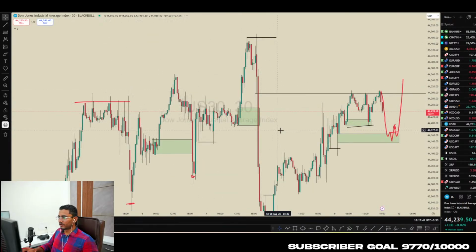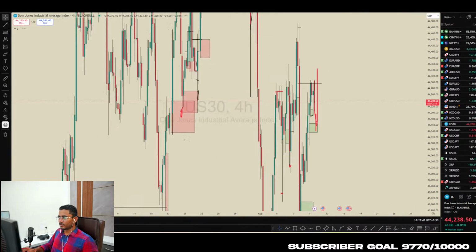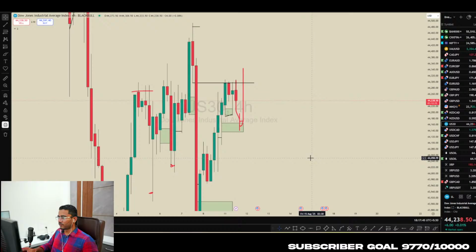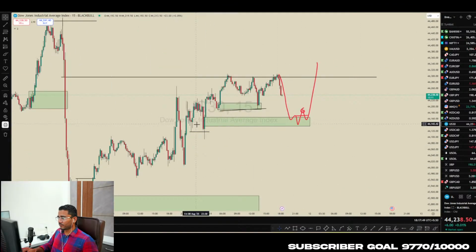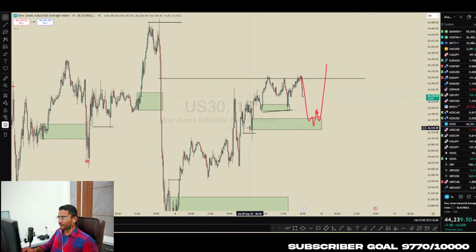If you go to 30 minutes, we'll say this 4 has been fulfilled. So that's why we want price to break the previous structure first, then only we look for entry. Like this is the whole order block. I'm just marking the refined order block over here. So this is the whole area.